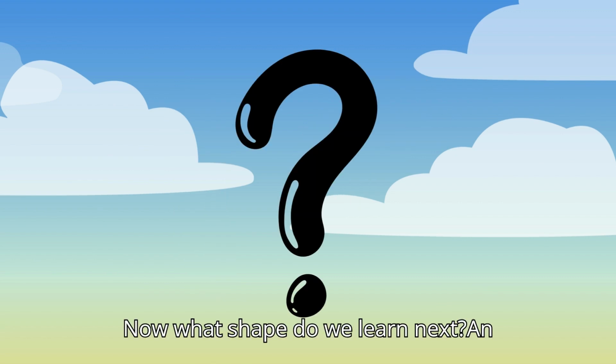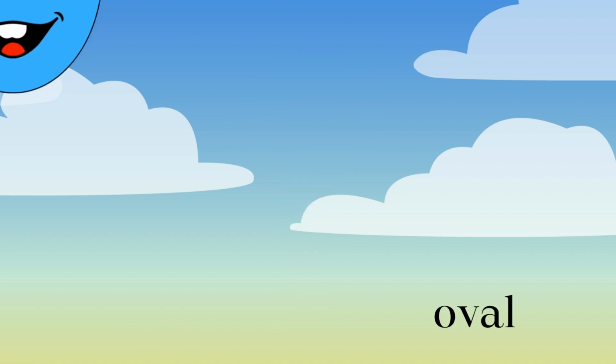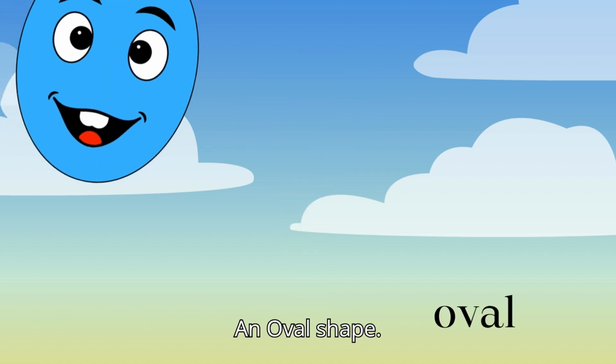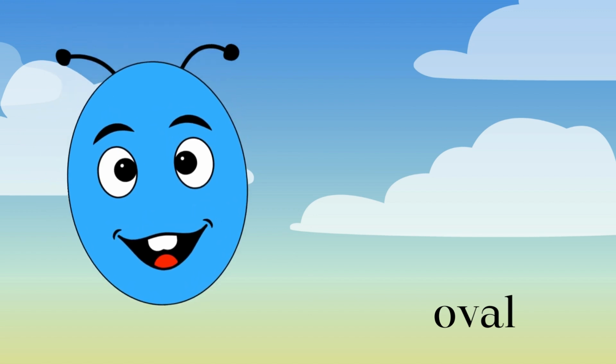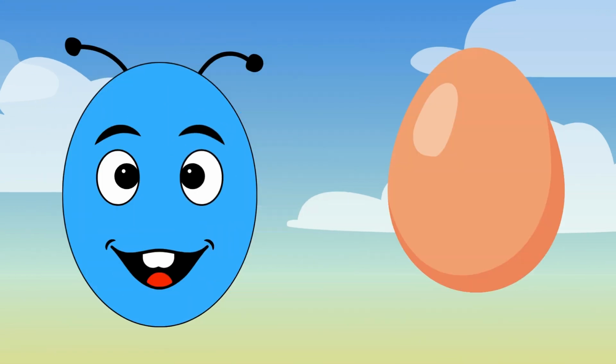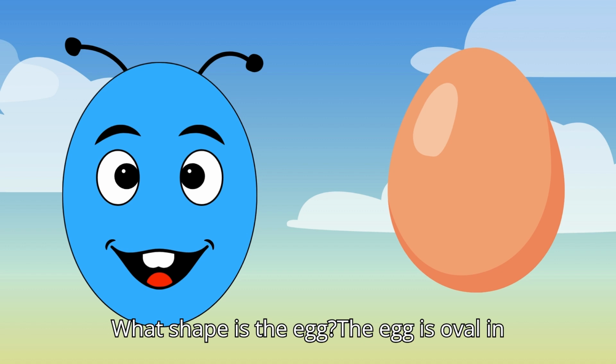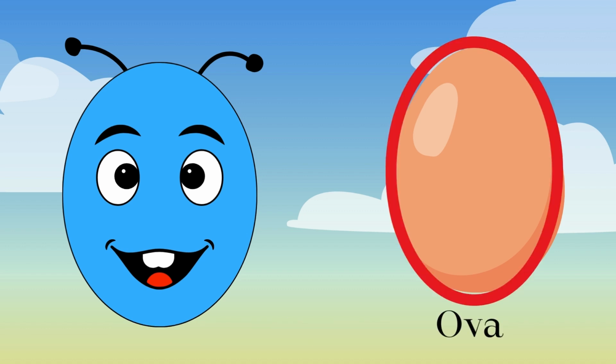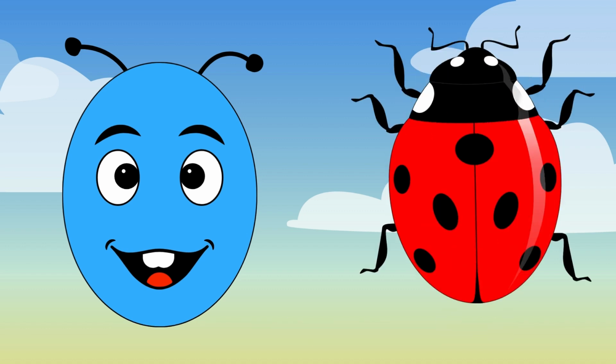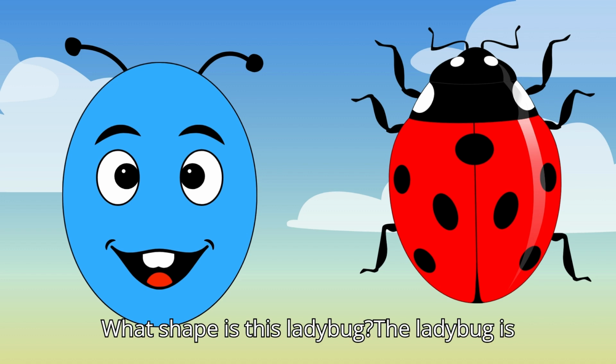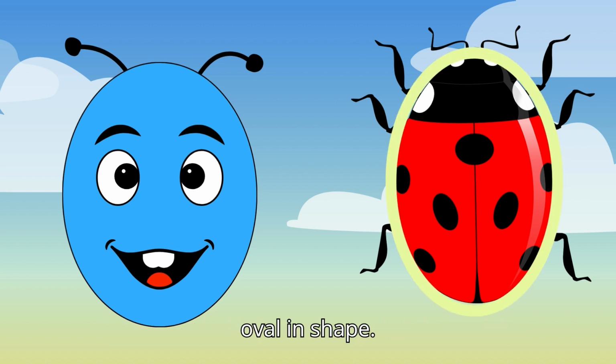Now what shape do we learn next? An oval. An oval shape. What shape is the egg? The egg is oval in shape. What shape is this ladybug? The ladybug is oval in shape.